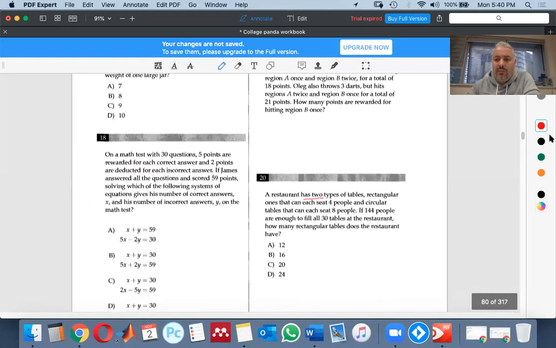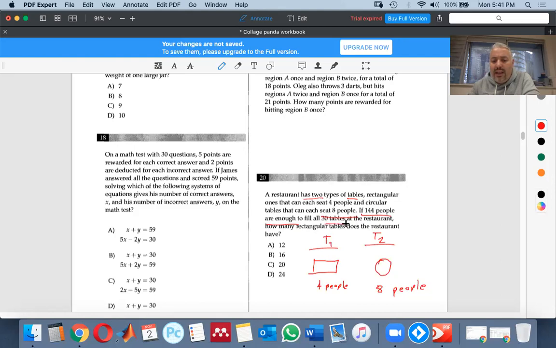A restaurant has 2 types of tables. So let me say table 1, table 2. Rectangular ones that can each sit 4 people. There is a rectangular one and there is a circular one. So here 4 people. And circle tables that can each sit 8 people. Here 8 people. Okay. Now 144 people are enough to fill all 30 tables.